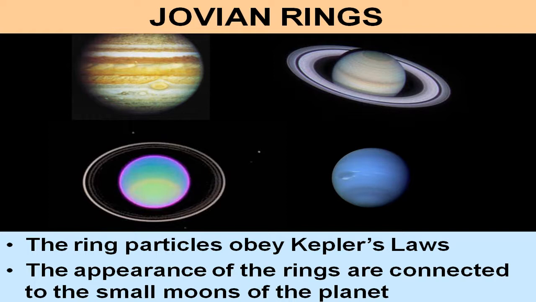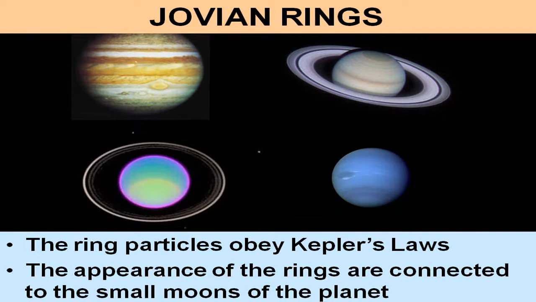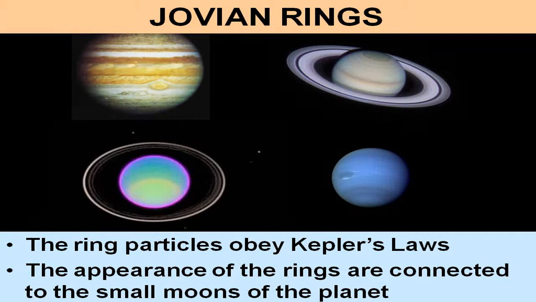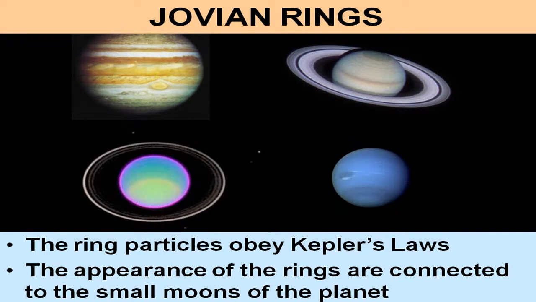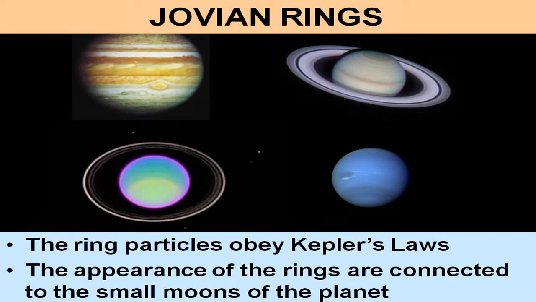And the appearance of the rings is connected to the small moons of the planets themselves. So we'll see variations, kinks and stuff in the way that the ring particles move. And this is in relation to the location of moons within the ring system. Also the gaps as well. So they obey Kepler's laws.